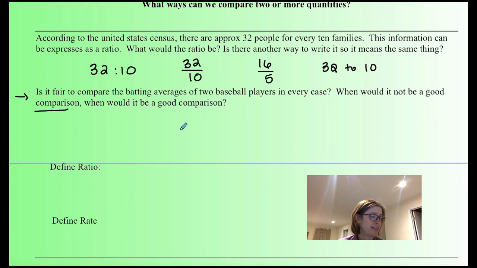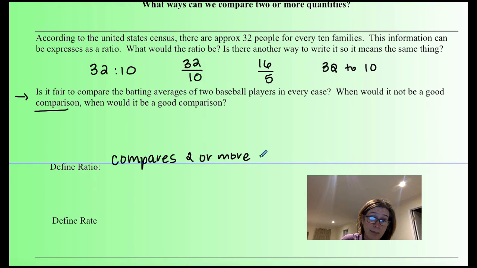So let's actually look at the definition of a ratio to help us, okay? So again, a ratio is a way to compare 2 or more quantities. So it compares 2 or more quantities.